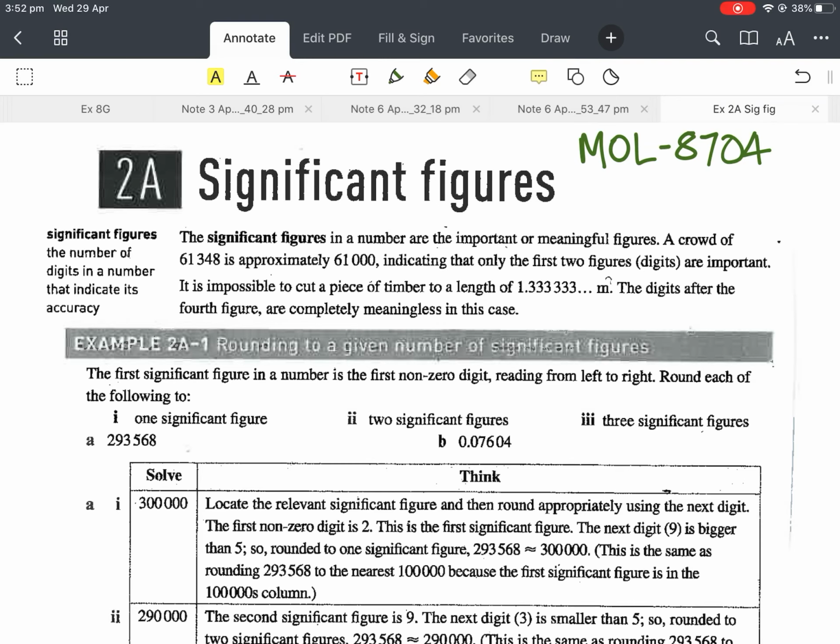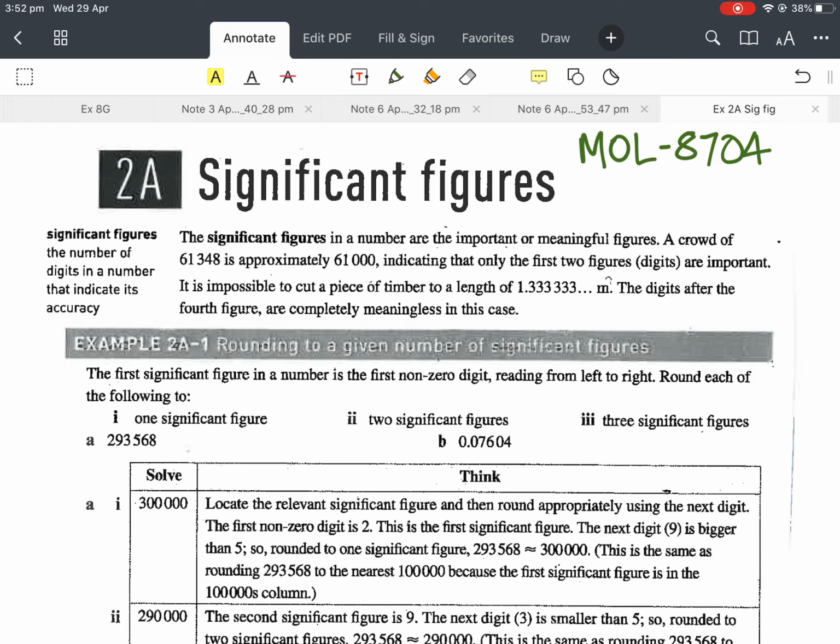Some of the rules that hopefully you went through and wrote down already from Maths Online are these. Significant figures give us an indication of how accurate a measurement is. So the more significant figures a number has, the greater the level of accuracy. One of the first rules is this: the first non-zero digit, so that's 1, 2, 3, 4, 5, 6, 7, 8, 9, anything not including zero, is the first significant figure. So we count that as our first digit in our rounding.